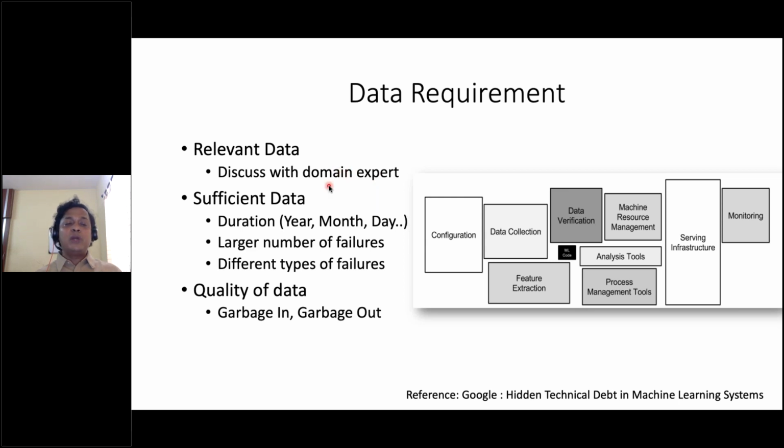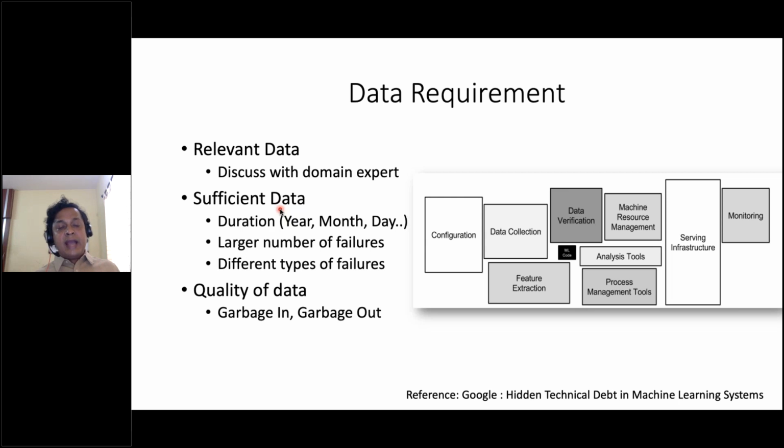Now, once we know what types of data we need, we have to have a sufficient amount of data. I want to predict the failure of an equipment 7 days in advance, but I have data for only a month for a particular equipment. Is that sufficient? Probably no. I want to predict the failure of an equipment during the winter months. I have summer months data. Is that okay? Probably no.